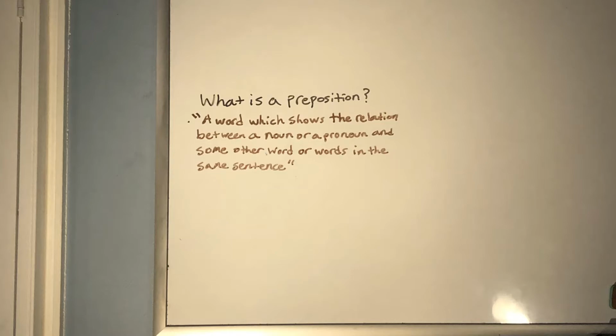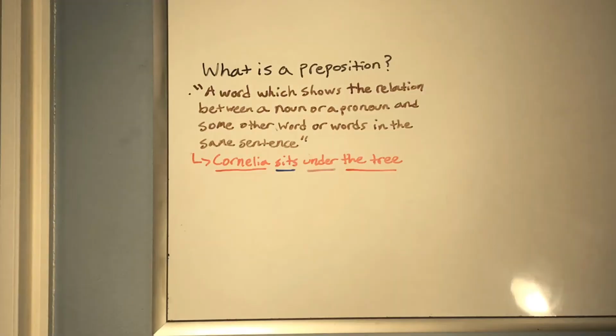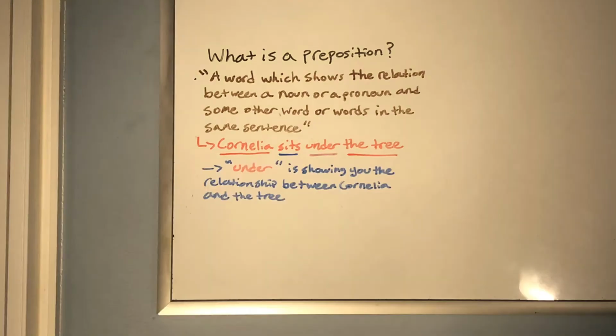Let's take a variant of the sentence that we had in the title slide. Cornelia sits under the tree. Let's mark it up. Let's show the two nouns, the preposition, and the verb for that sentence. In this sentence, under is showing you the relationship between Cornelia and the tree.